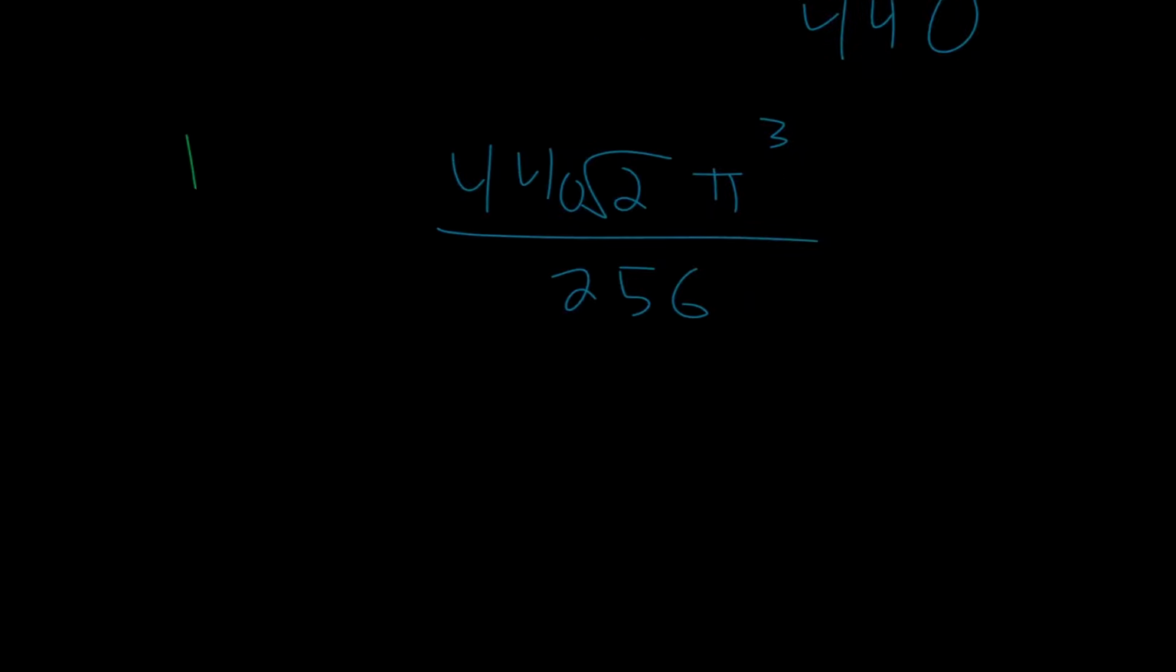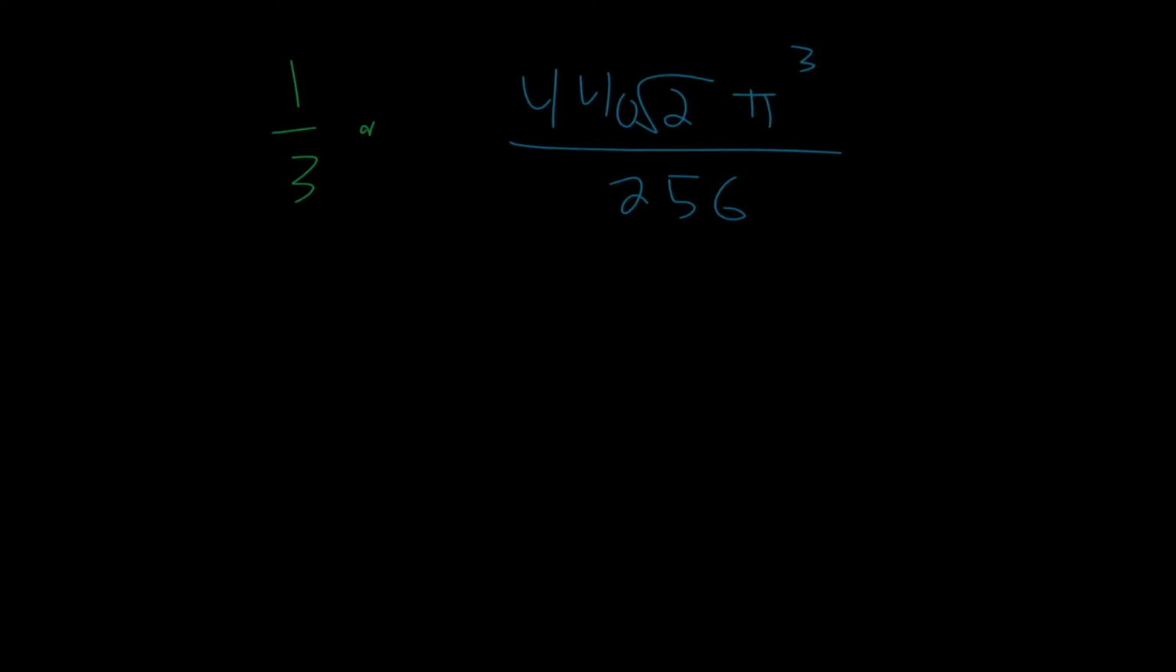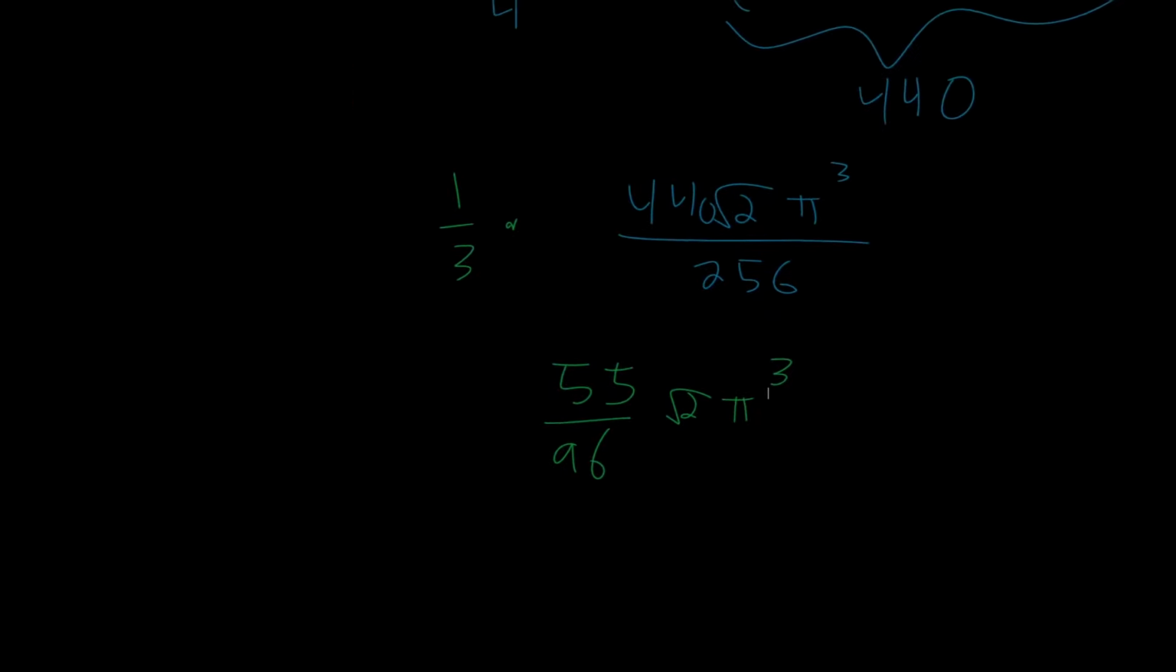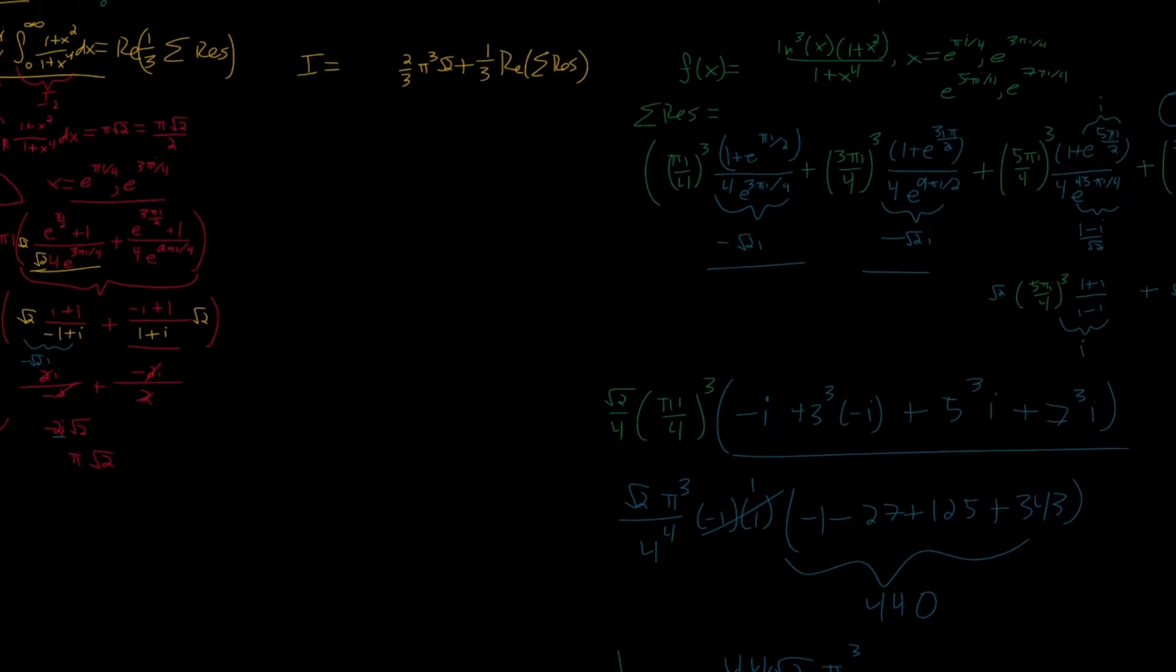Multiplying this by 1/3. But also note, I think I said this earlier, that the real part of this is just itself because it is only real. Putting this kind of ugly fraction in lowest terms, what we actually find is that this right here is 55 over 96 times the square root of 2 times pi to the third. But we aren't done, are we? That right there is 1/3 times the sum of our residues.